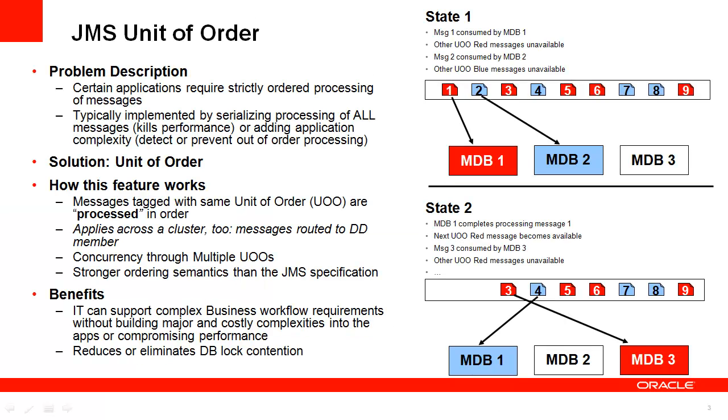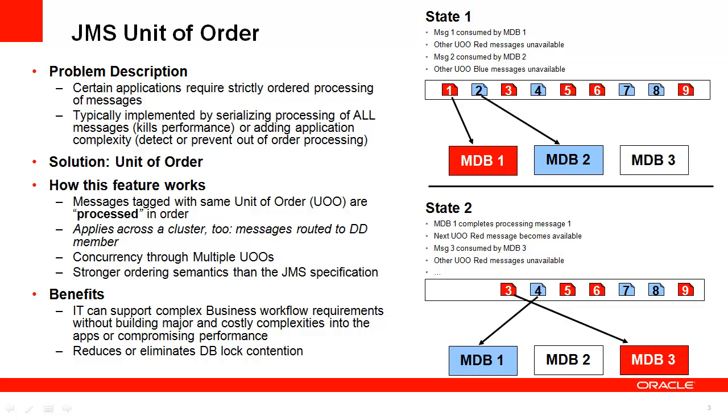The JMS specification does not guarantee that messages are delivered in order. A best effort is made, but there's no guarantee that it will actually happen. This creates challenges for architects trying to design solutions for complex business workflows that require messages are processed in sequence.